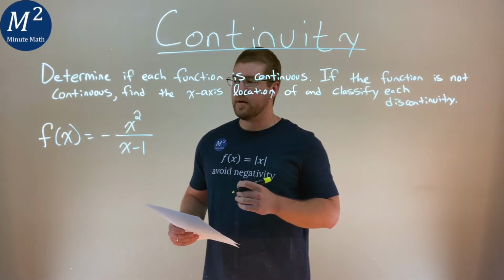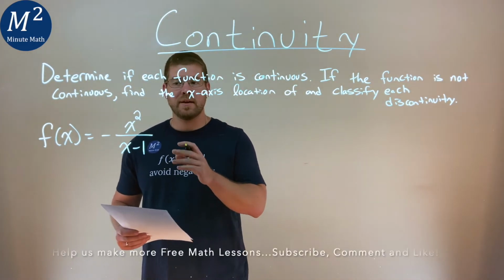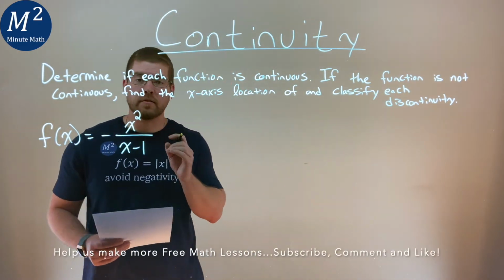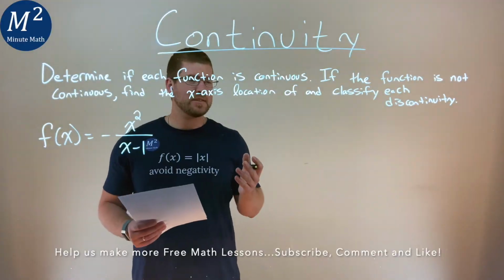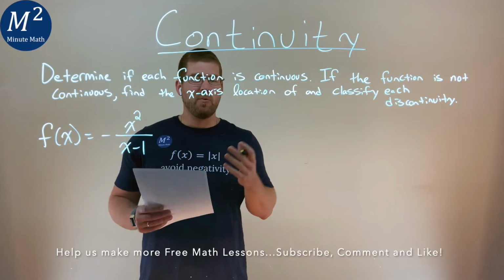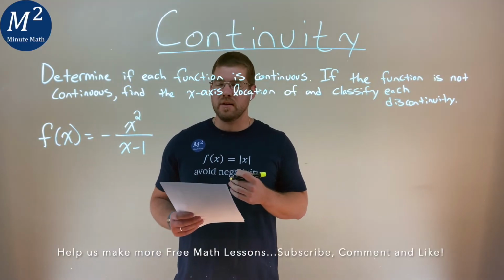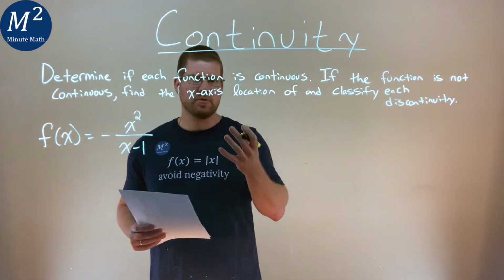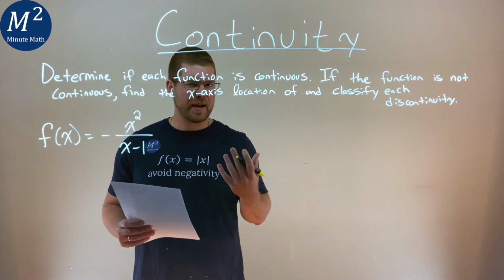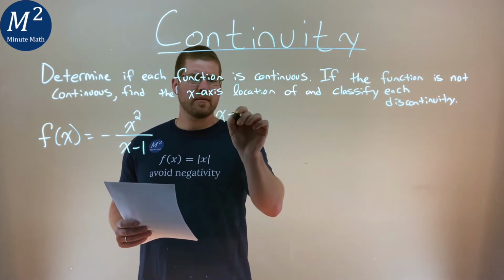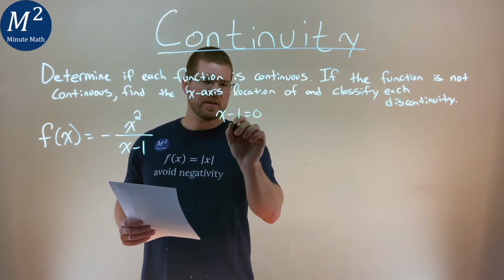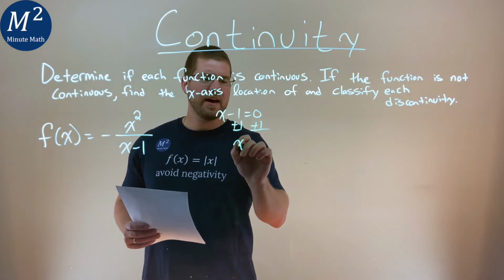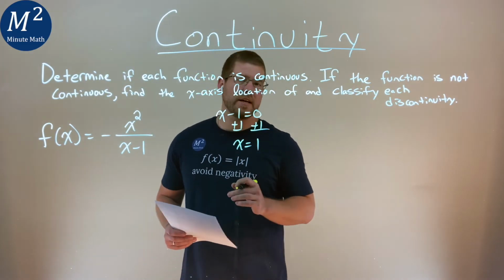We're given this problem right here. f(x) is equal to negative x squared over (x minus 1). And we determine if this function is continuous, and if it's not, where it is discontinuous and what type of discontinuity it is. Well, I look at this denominator right here, and I know it's crucial that if we're dividing by 0, we're not continuous. So I take the x minus 1, I set it equal to 0, and clearly, adding 1 to both sides, x equals positive 1. And that's where my issue happens.